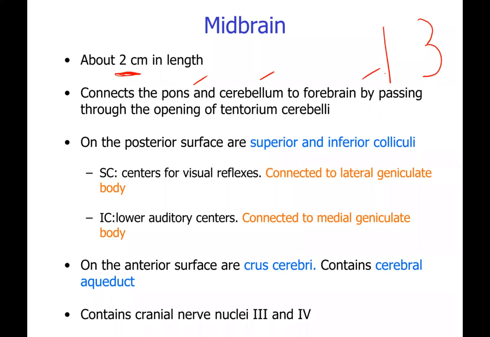Superior and inferior colliculi. And the anterior end will give rise to what are called cerebral peduncles. You can call them crus cerebri, the plural, or cerebral peduncles. Then inside you get this canal passing through, derived from the cavity in the neural tube, which is called the cerebral aqueduct, which connects the third ventricle to the fourth ventricle.